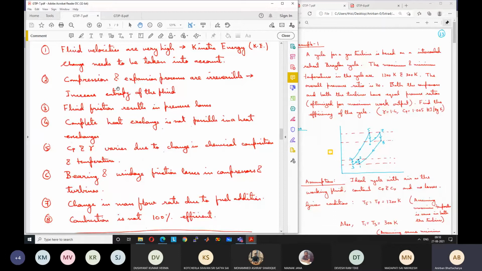Okay, so that pressure loss, how will it affect the cycle? It will lead to less pressure difference in the turbine. There will be less scope for expansion in the turbine, leading to less work output. Okay. So that also needs to be taken into account.